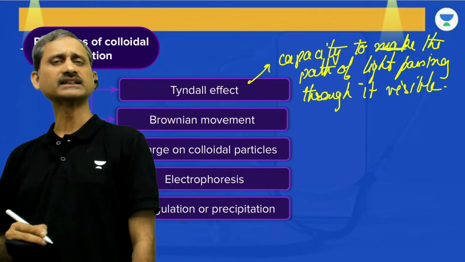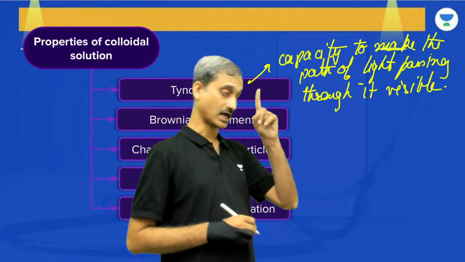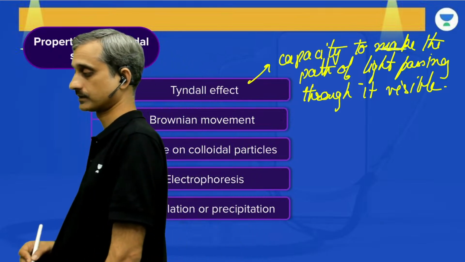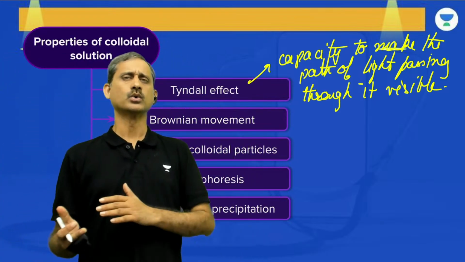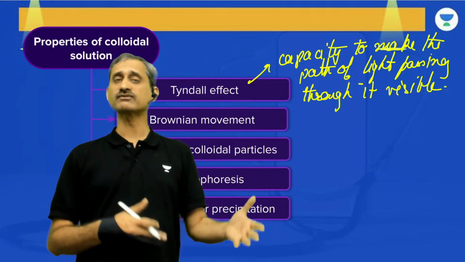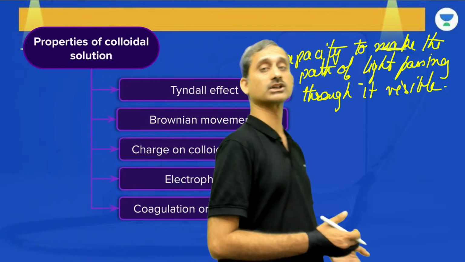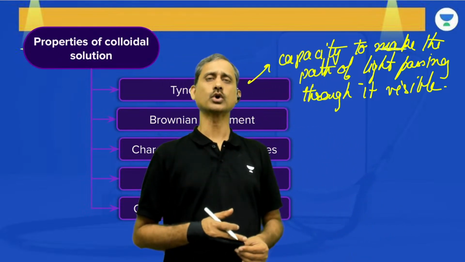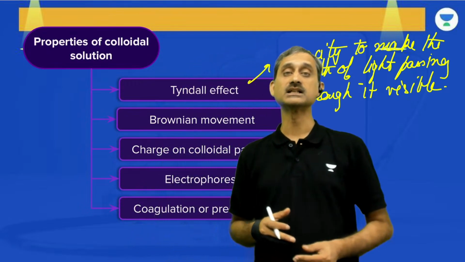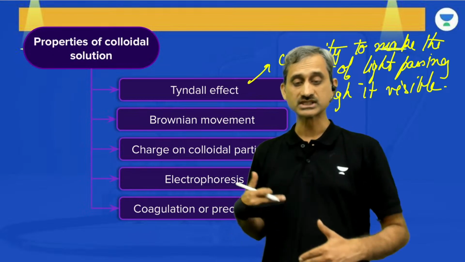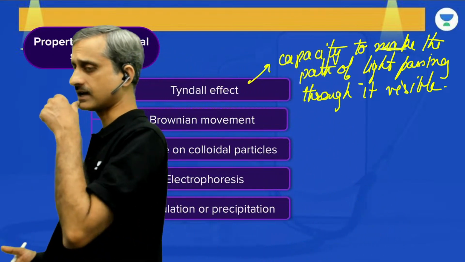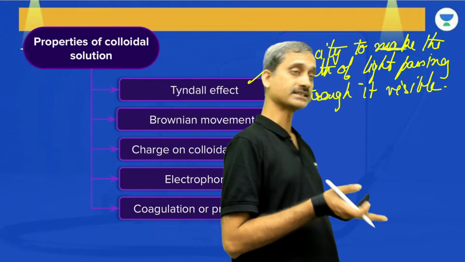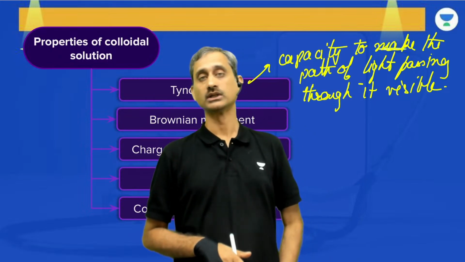Now, the Tyndall effect is shown by two kinds of substances. One, colloids. Yes, the colloids show the Tyndall effect. And second, suspensions. Yes, suspensions show the Tyndall effect. Now, what exactly would be the difference? In the case of colloids, the particles themselves are not visible. The path of light becomes visible. While in the case of suspension, not only the path of light becomes visible, the particles also become visible. You will be able to see the particles. So that is what we call the Tyndall effect. Clear? Colloids and suspensions both show this effect.